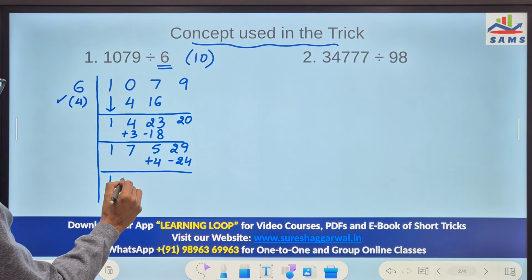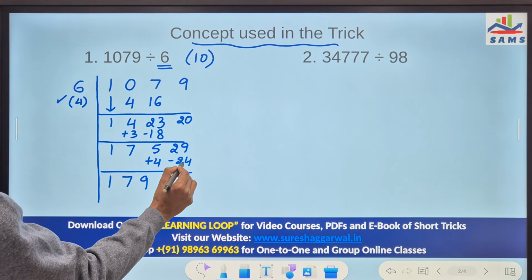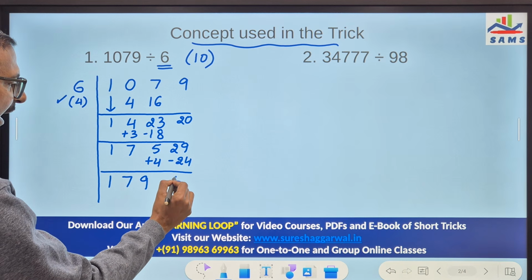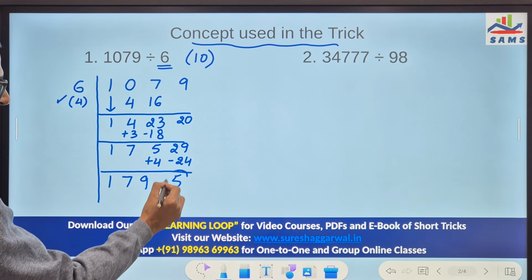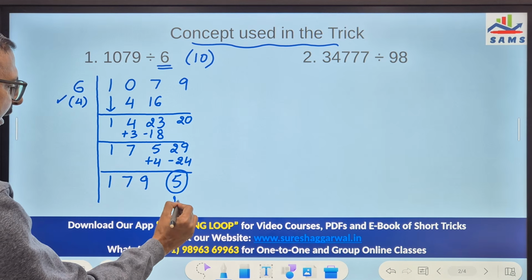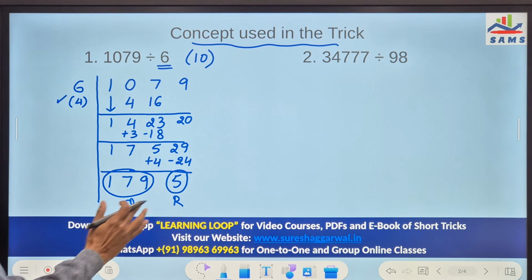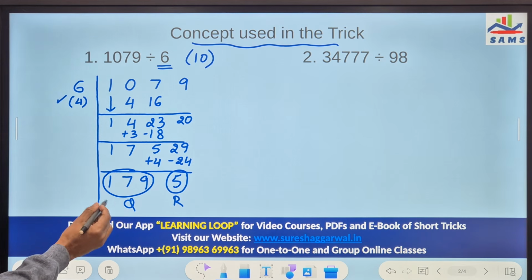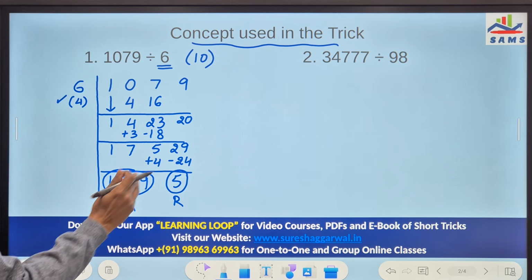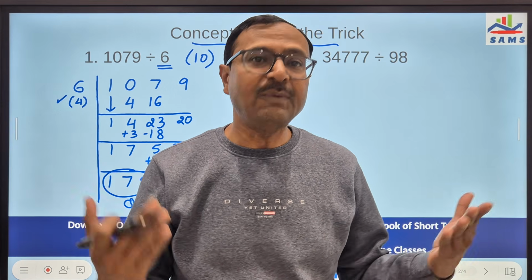So this becomes 1, 7, 5 plus 4, 9. And this becomes 29 minus 24, which is 5. And because I have completed all the digits up to 9 here, this number 5 forms the remainder, and this number 179 forms the quotient. So you can check now using the traditional approach. 1079 divided by 6, is it 179 as the quotient and 5 as the remainder? And you will feel that the method really works.